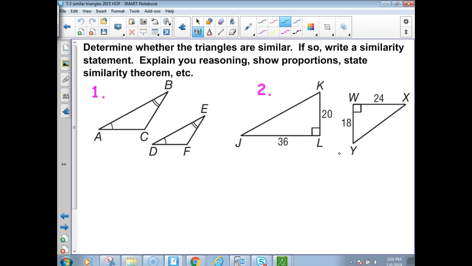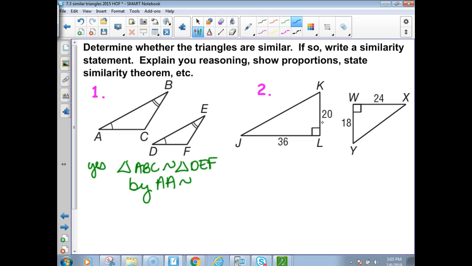Determine whether the triangles are similar. If so, write a similarity statement, explain your reasoning, show proportions, state the similarity theorem, etc. As I mentioned, the easiest kind is when there's two angles. So this would be yes. Triangle ABC is similar to triangle DEF by what? Yep, two angles. So AA similar. Be focused, don't just be writing. That's it. The next one, we have more to do.